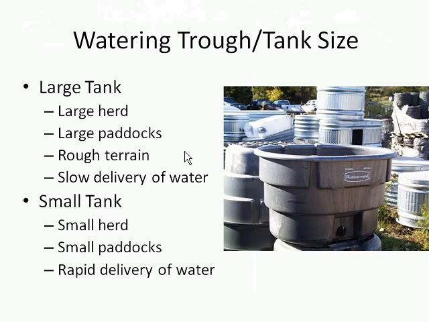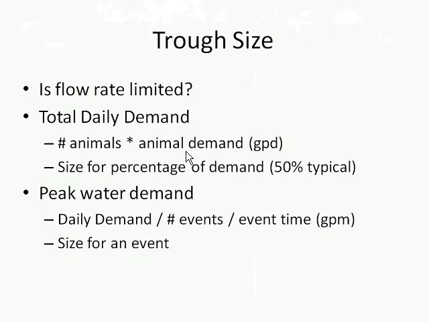Small tanks, small herds, small paddocks, but you're going to need rapid delivery of water, because you wouldn't want the cows to drink that tank dry, since then they may not drink as much water as they would normally take. You want them to take a normal amount of water. So you have to have a delivery system that can deliver water as fast as the cows drinking out of the trough at once would take it. If your flow rate's limited, trough size is going to be more important.